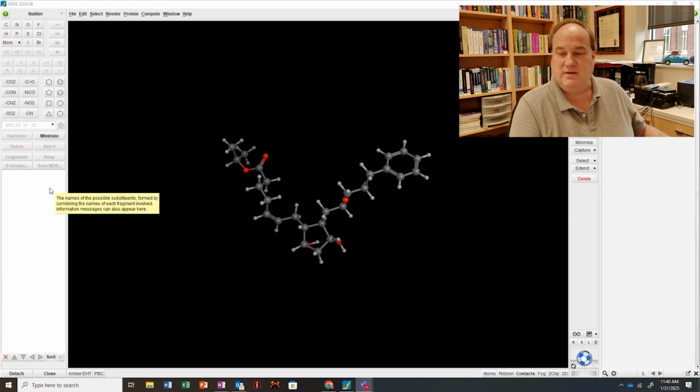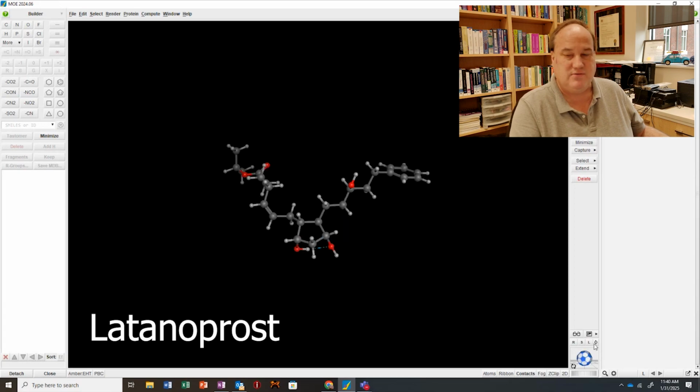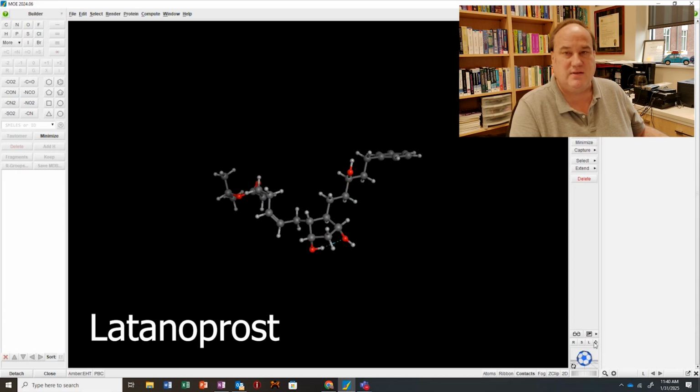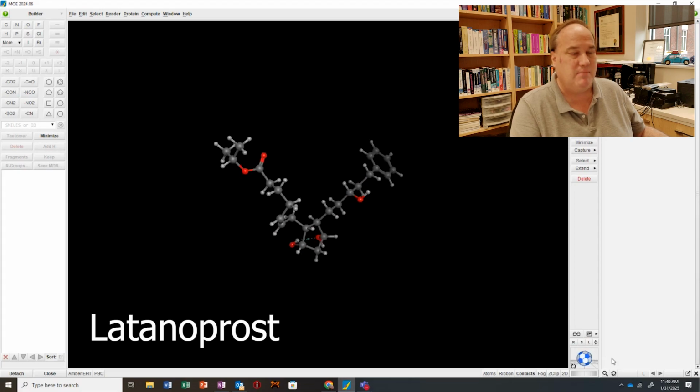Hey, how's it going? So I've got another molecule up today. This molecule is a fairly important molecule actually to treat glaucoma in the eye. It actually lowers intraocular pressure. This is a molecule of latanoprost, and obviously from the name, prost indicates that it's part of the prostaglandin class of compounds.